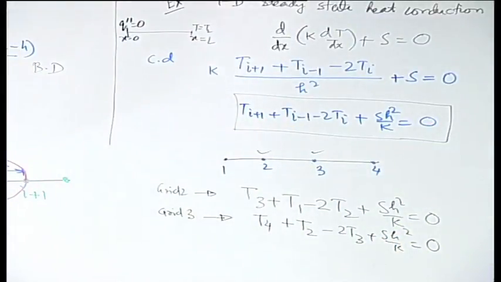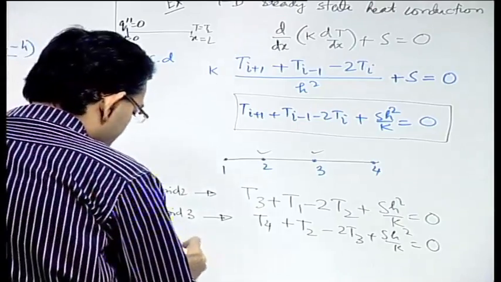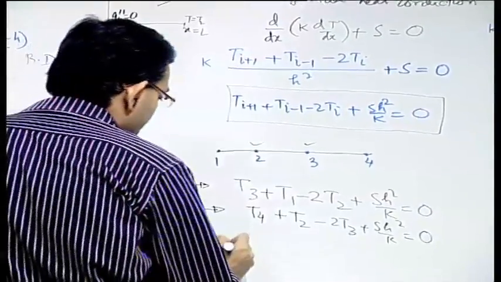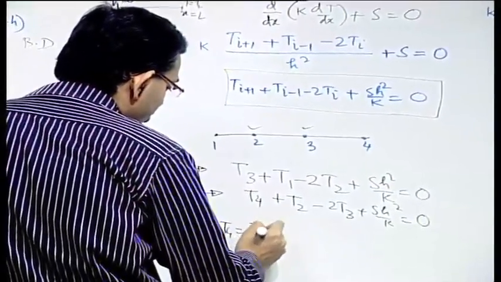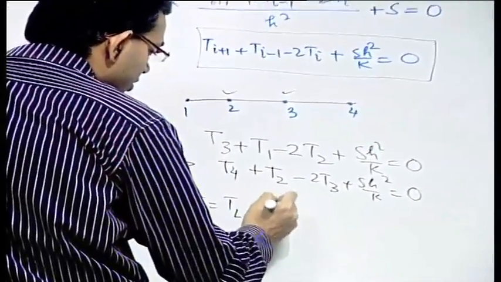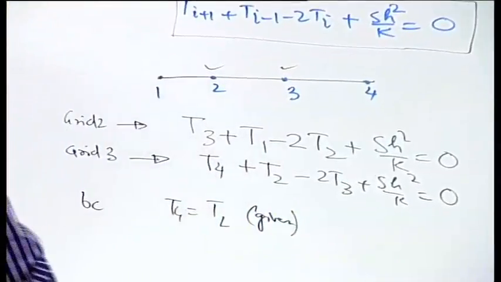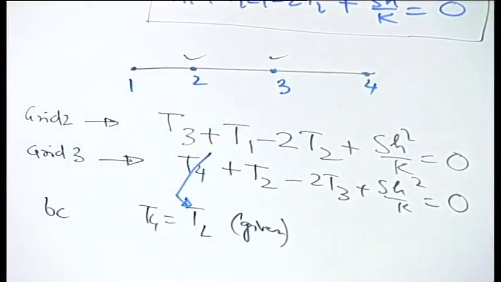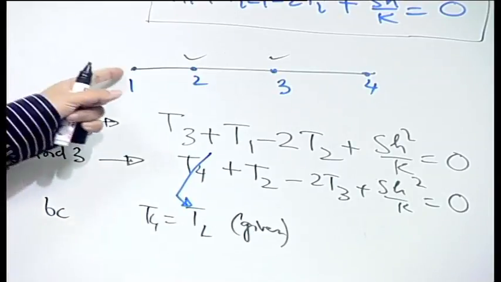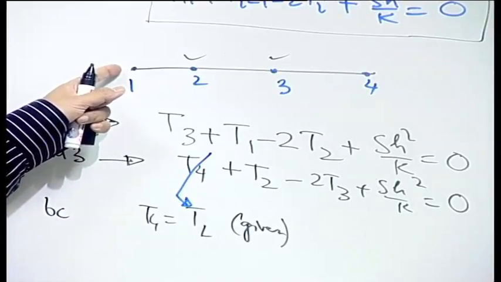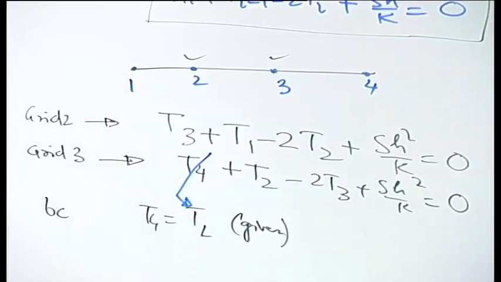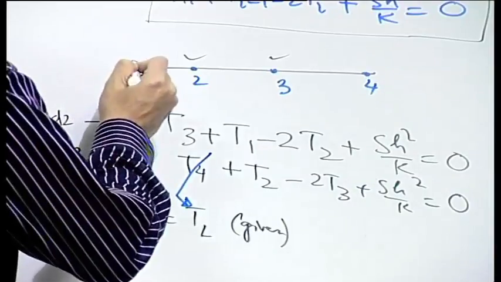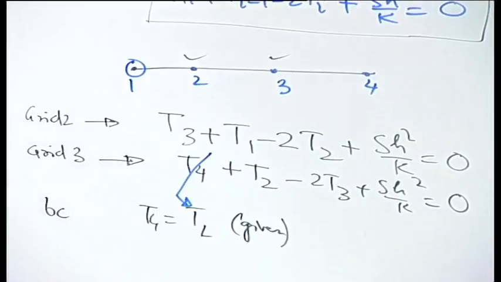Then you have the boundary condition, say T4 is equal to TL, that is given. But still you have T1, T2, T3 as 3 unknowns, so you require another equation. Obviously, grid point 1 will give you another equation. So, for grid point 1, what is your corresponding governing equation? That you have to derive from the boundary condition.